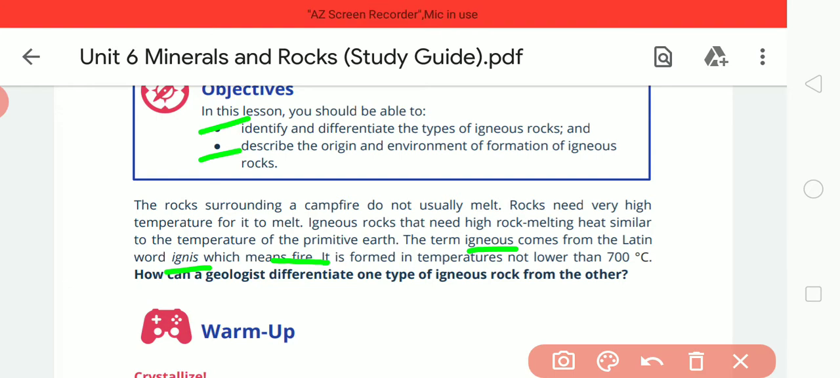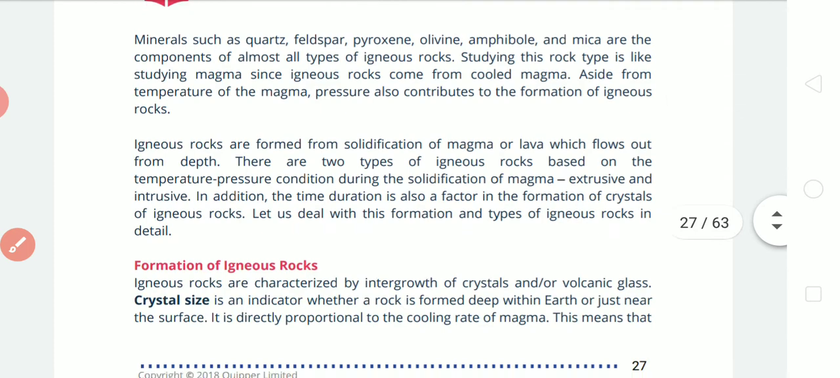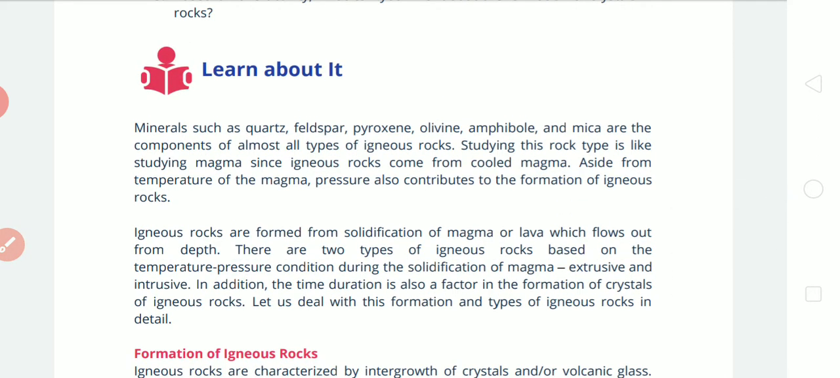So, how can a geologist differentiate one type of igneous rock from the other? Let's discuss further the different characteristics and attributes of igneous rocks. Minerals such as quartz, feldspar, pyroxene, olivine, amphibole, and mica are the components of all types of igneous rocks. Studying this rock type is like studying magma, since igneous rocks come from cooled magma.